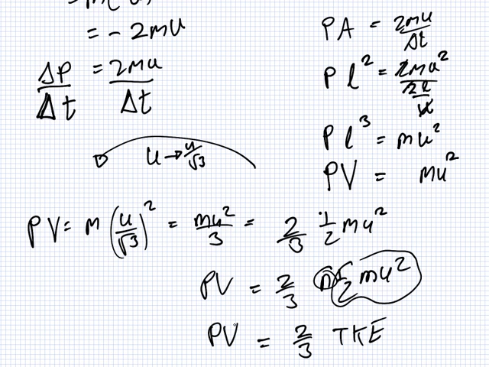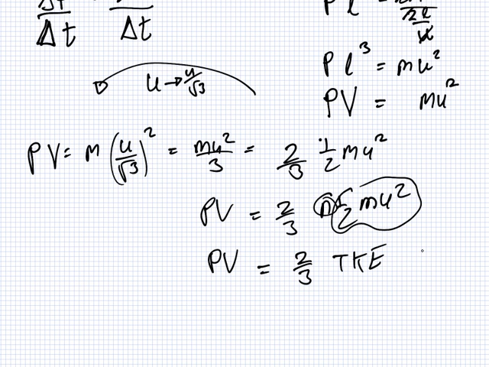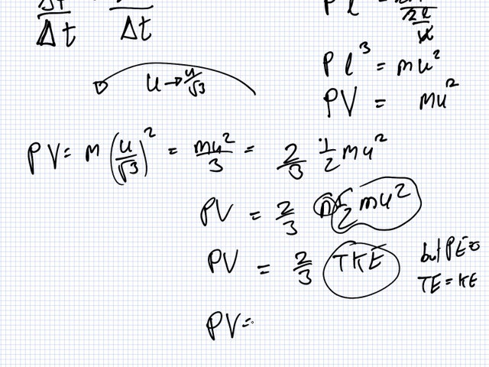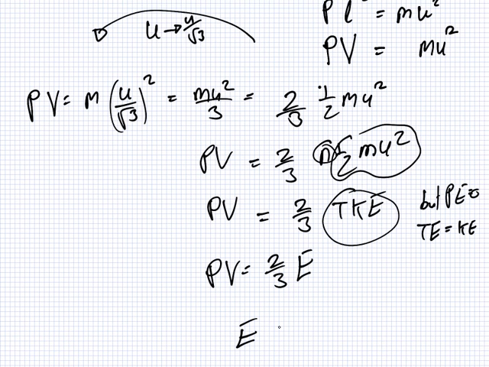However, does this particle have potential energy? Does it have mgh? No, because we assumed no gravity. Remember one of the assumptions. So the potential energy is 0, and the total energy is just the kinetic energy. Is there any potential? No. So this is actually just energy. So I get PV equals 2/3 E. Or if you prefer, E equals 3 over 2 PV.